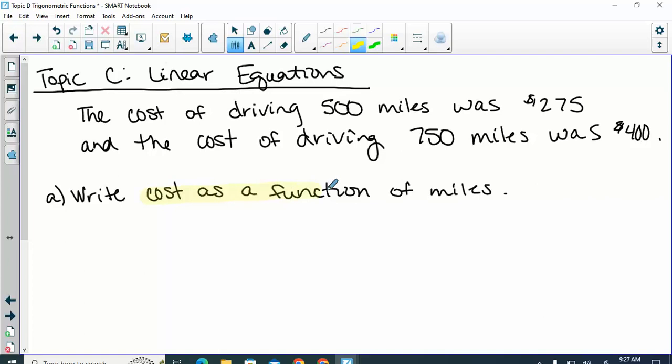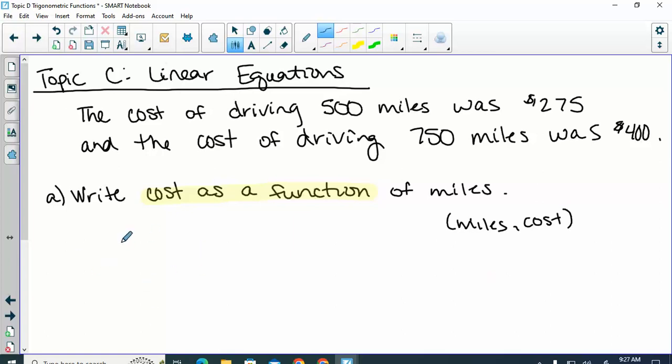Cost as a function. The function is which variable? The y. So my y has to be my cost as a function. So the cost is my y. So my x would be the number of miles. I did not specify what variables to use. Do you guys want to just use x and y?